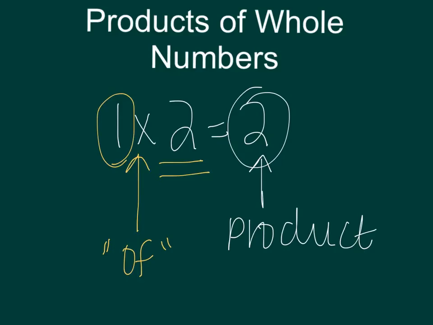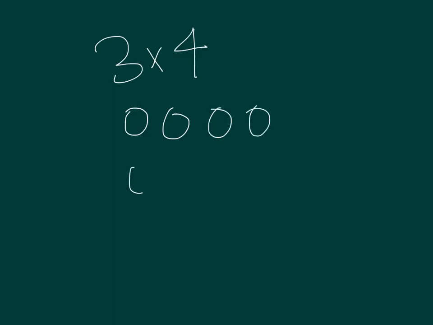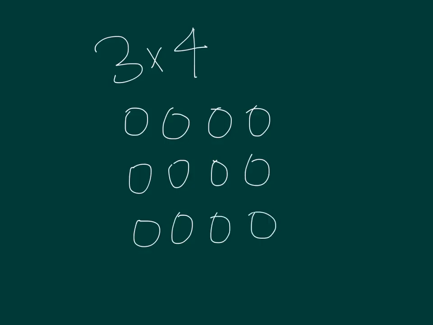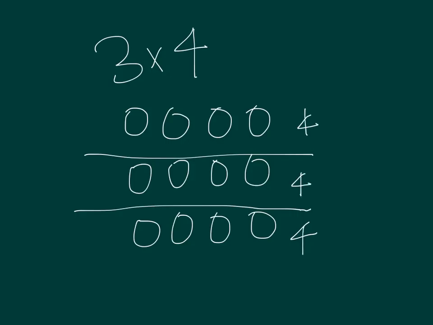Now let's look at a visual representation of this concept. Let's say that I have three groups of 4 pennies. I could draw out 3 rows of 4 pennies. So in the end, I have 3 groups with 4 pennies in each, and then I can just add them all together, and you get 12 as the product.